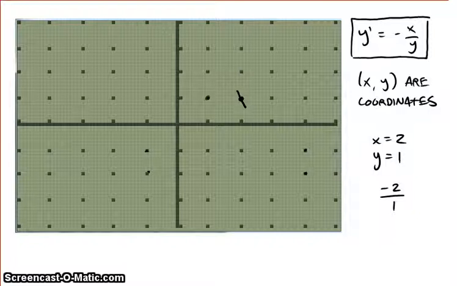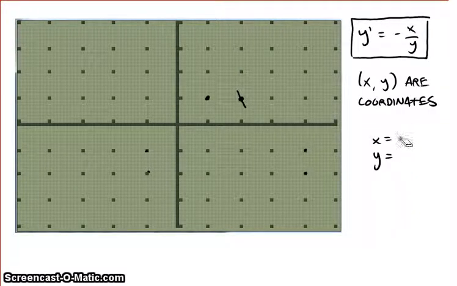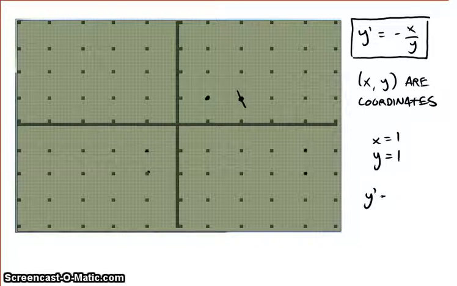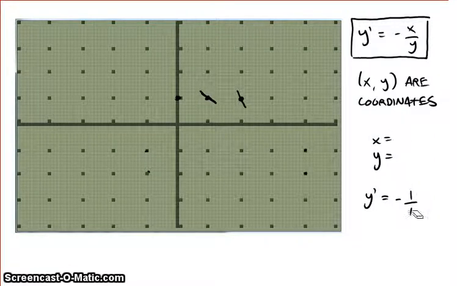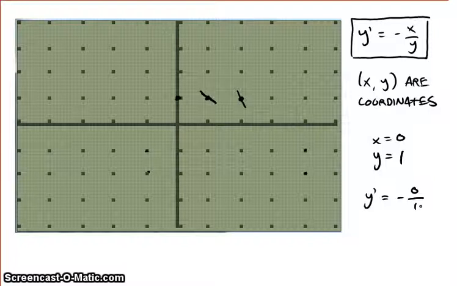How about this point right here? That's the point 1, 1. X equals 1, y equals 1. Y prime then, according to the differential equation, is going to be negative 1 over 1. So it's a negative slope still, but slightly less negative than the one before. The coordinates here are 0, 1. X equals 0, y equals 1. Y prime is negative 0 over 1. That's a horizontal slope right there.